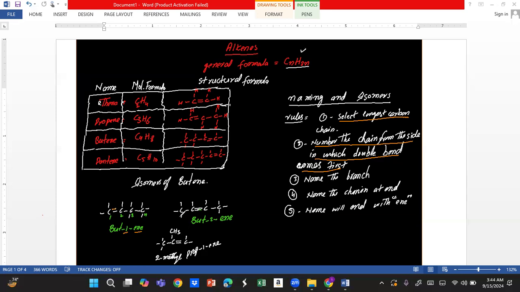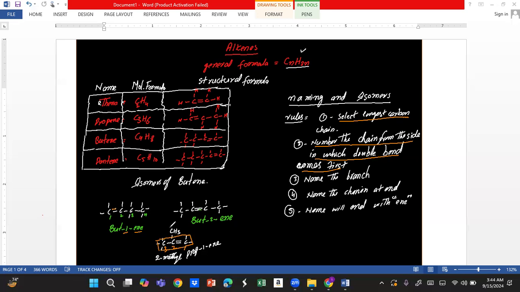Numbering has to be done from the side in which the double bond comes first. In this case, you can see this is a third isomer of butene. This is carbon number 1. This is carbon number 2. This is carbon number 3. This is carbon number 4. But in the chain, we have only 3 carbons.